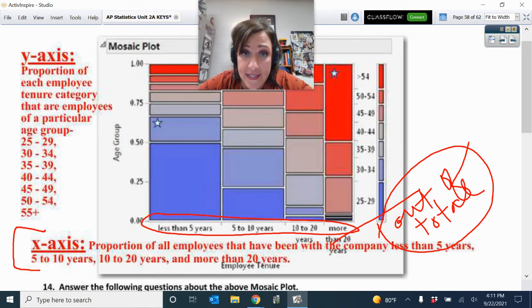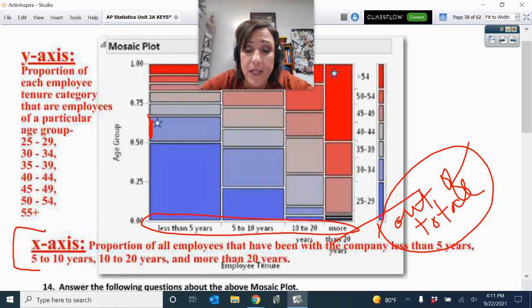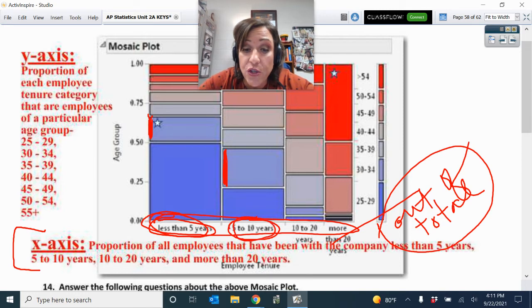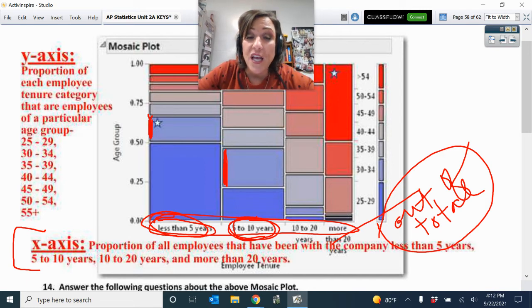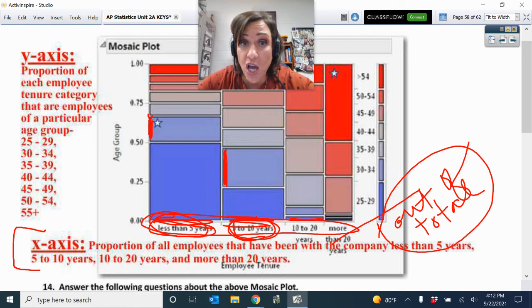Now, take a look at the y-axis. In particular, I want you to look: why is the height of this blue section different than the height of this blue section? Because they both are the 30 to 34-year-olds. The reason those are different heights is because they are in different employee tenure categories. So the height depends on which category of employee tenure you are in. That's a conditional probability. So the y-axis is conditional upon which employee tenure category you are talking about.